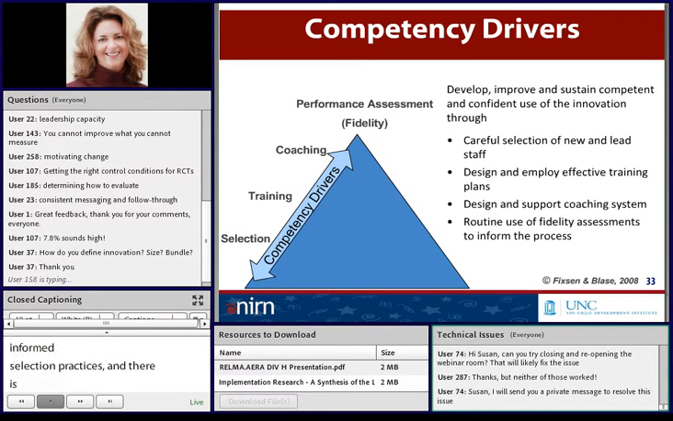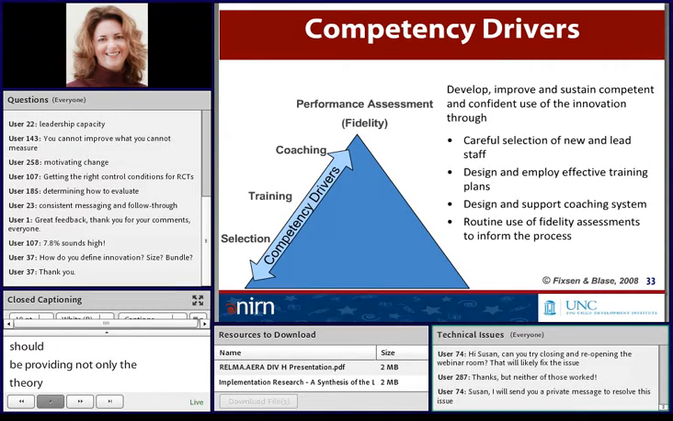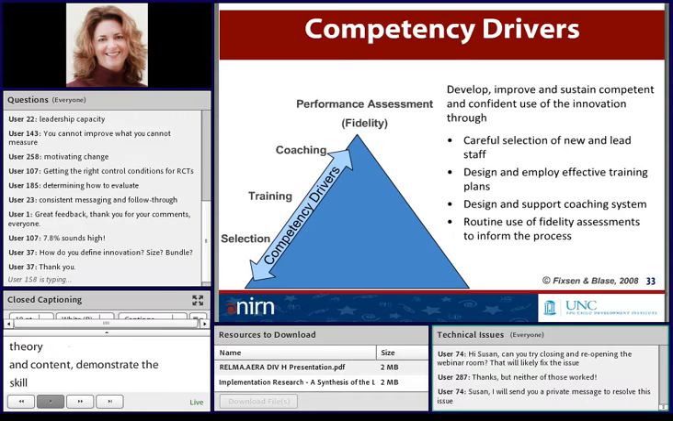Implementation-informed training practices. Training is not a one-time shot, although my former district loved to do that, and it used to drive me nuts. Training should provide not only the theory and the content, and demonstrate the skills, but also give practitioners the opportunity to practice and apply the skill themselves in training and receive feedback on that application.